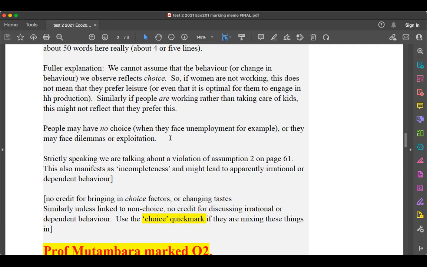Strictly speaking, we are talking about a violation of assumption 2 on page 61. As I've stated before, I don't know how much the handout has changed, but it hasn't really changed much over the years. So please do pay attention to the violation of certain assumptions. This also manifests as incompleteness, and it might lead to apparently irrational or dependent behavior.